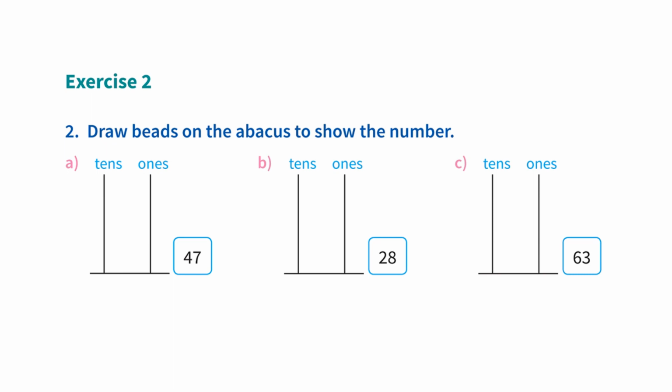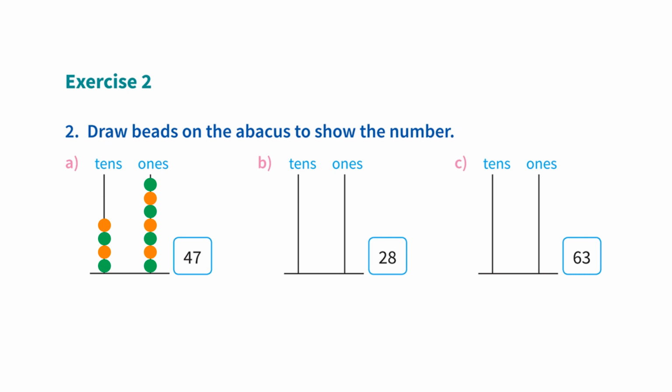Now see the first one. What is written? 4 tens and 7 ones. So what will we do here? In the tens column, how many beads will we make? Come on, tell me. Yes, 4 beads in the tens column. So 1, 2, 3 and 4 beads. Now see in the ones column, how many are there? 7 are there. So how many beads will we put in the ones column? 1, 2, 3, 4, 5, 6 and 7 beads.